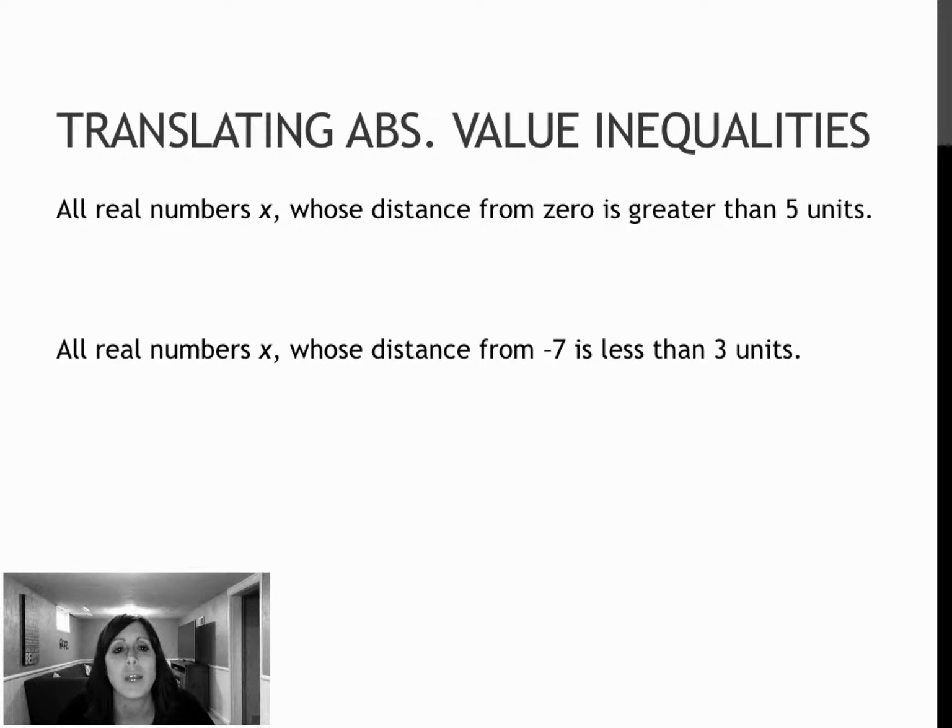So the first one, all real numbers x, whose distance from 0 is greater than 5 units. So we all know that the absolute value means the distance from 0 on a number line. So this one is fairly straightforward because the distance from 0 being greater than 5 units means that the absolute value of x is greater than 5. Now if I had to solve that, remember I would write it the first time as x is greater than 5, and it's an or, so or x is less than negative 5.